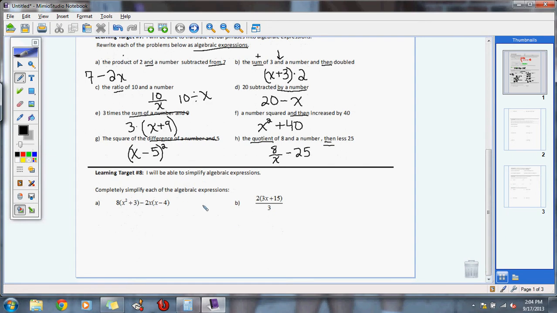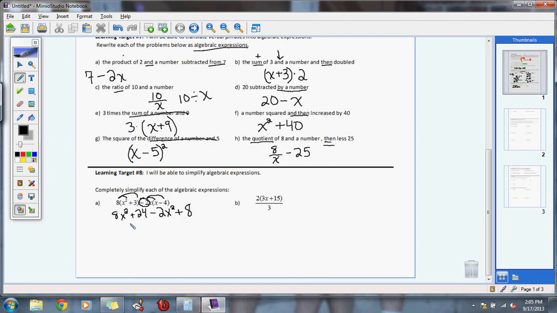All right, what I'm going to do is finish learning target number 8 here, and I will make this one video, and then I will put pages 2 and 3 on a different video. So on learning target 8, we're going to simplify algebraic expressions here. To completely simplify, I'm definitely going to distribute and then try to combine like terms. So this is going to give me 8x squared plus 24, and then I want to bring the entire negative 2x through. So I want to subtract 2x times x, which is going to be a negative 2x squared, but then the negative 2x has to go to the negative 4, and I'm going to get a positive 8.